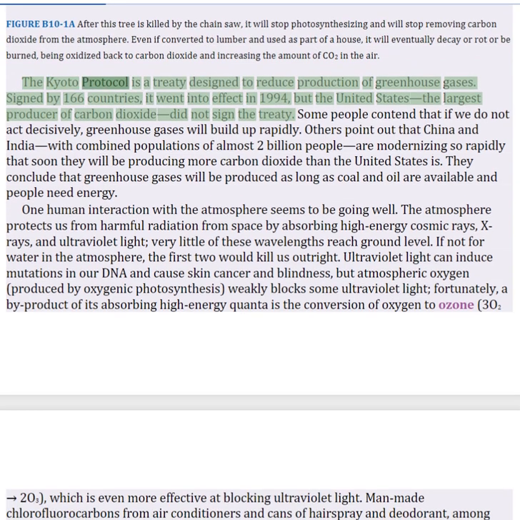The Kyoto Protocol is a treaty designed to reduce production of greenhouse gases. Signed by 166 countries, it went into effect in 1994, but the United States, the largest producer of carbon dioxide, did not sign the treaty.